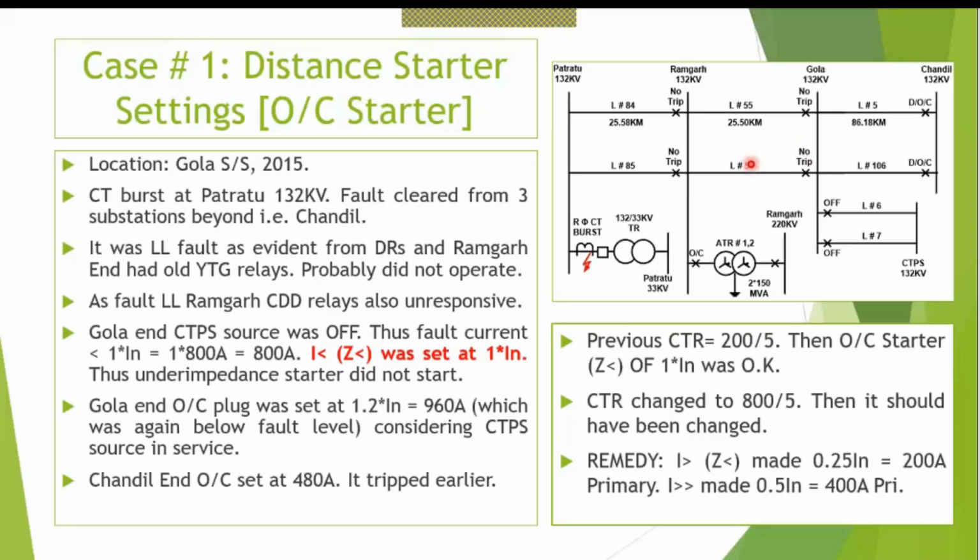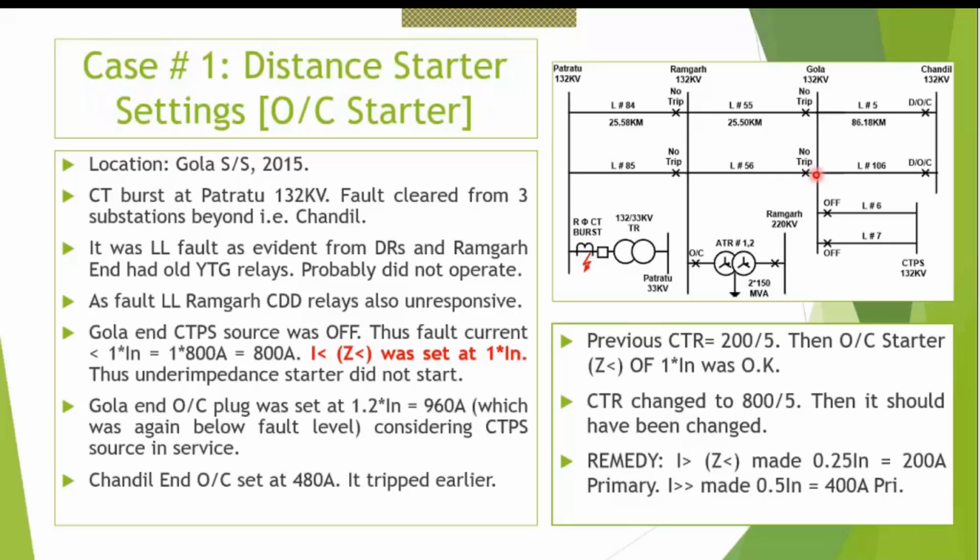the fault should have fallen within zone 3 of this particular bus, the Gola 132 kV. You can see the fault was within the reach, but the starter current value was set at such a high value that it did not detect the fault. So it tripped from backward. This is the main learning from this.